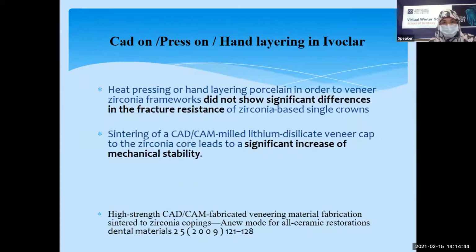This article has compared three techniques, CAD-on, press-on, and hand layering in the Evocolor system. The result didn't show a significant difference in fracture resistance between pressing and hand layering. But the CAD-CAM technique showed a significant increase of mechanical stability.